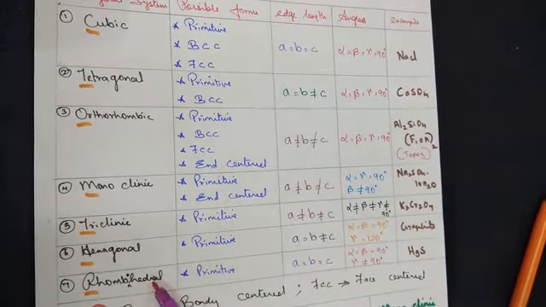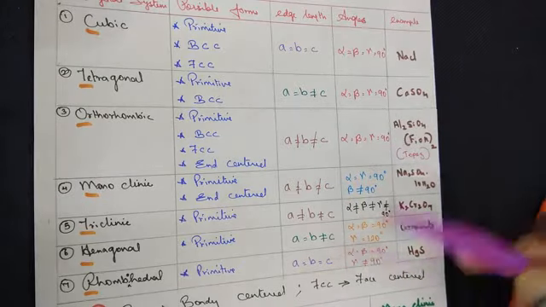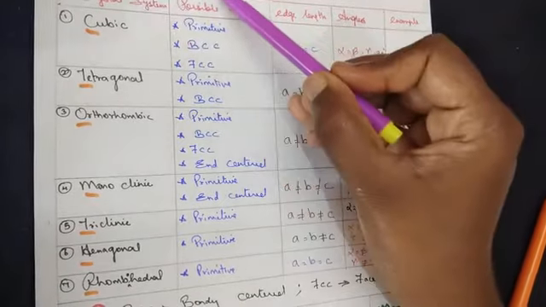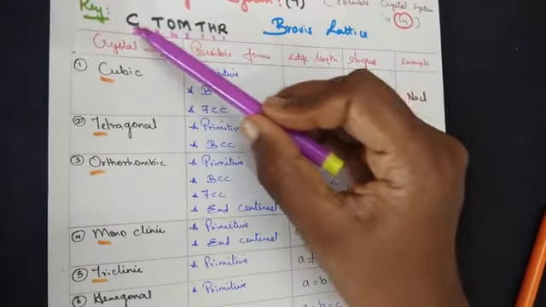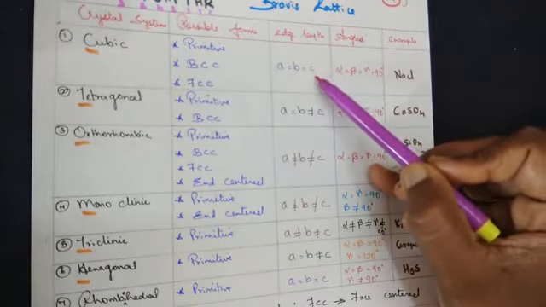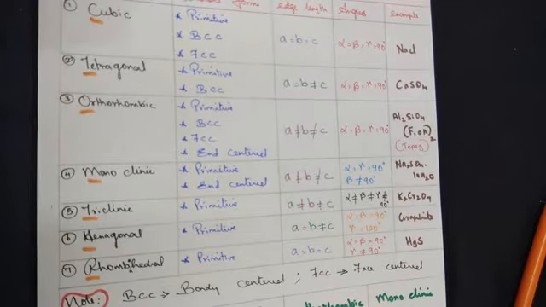Cubic and rhombohedral. If you see these two, I have used the same coloring here. The edge length is equal. Meaning the first and the last one have the same edge length. That is, a equals b equals c. Here also, a equals b equals c.